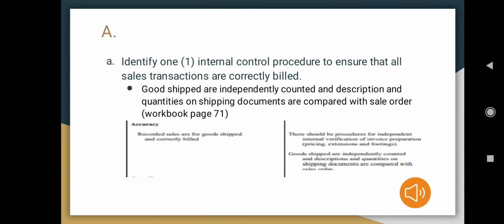The first question required us to identify one internal control procedure to ensure that all sales transactions are correctly billed. So we look at book page 71. There are two, so we'll choose one only because the question asks for one. Goods shipped are independently counted and description and quantities on shipping documents are compared with sale order.